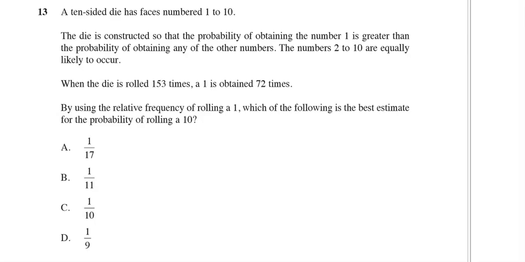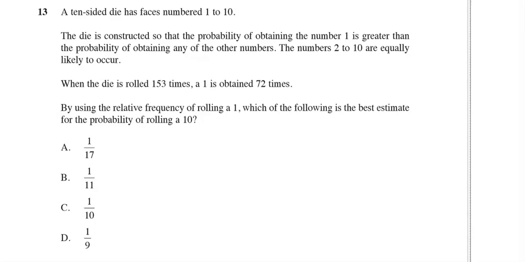Question 13. A 10-sided die has faces numbered 1 to 10. The die is constructed so that the probability of obtaining a 1 is greater than the probability of obtaining any of the other numbers. The numbers 2 to 10 are equally likely to occur. When the die is rolled 153 times, a 1 is obtained 72 times. By using the relative frequency of rolling a 1, which of the following is the best estimate for the probability of rolling a 10? Pause here to try yourself.